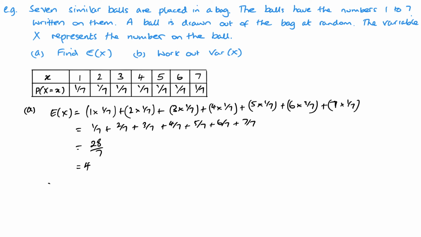Now the easier way, because this is a discrete uniform distribution, is n plus 1 over 2. And n is going to be 7: 1, 2, 3, 4, 5, 6, 7. So 7 plus 1 over 2, so that's 8 divided by 2, which is 4. And you can see that's the same answer. But you can see that working out wise and amount of time taken, it's a lot quicker.